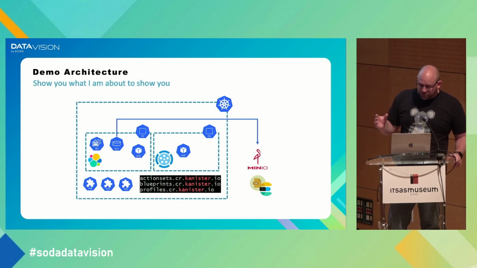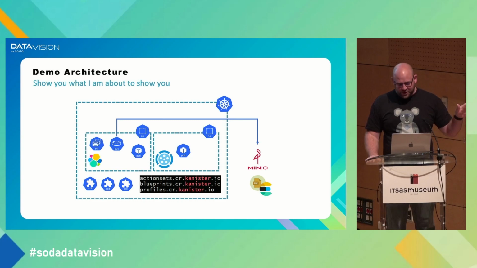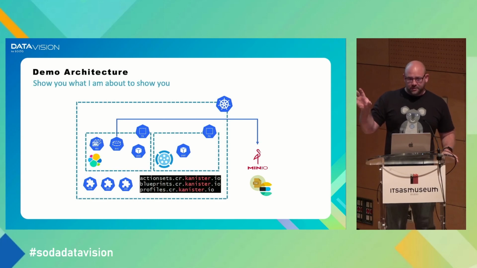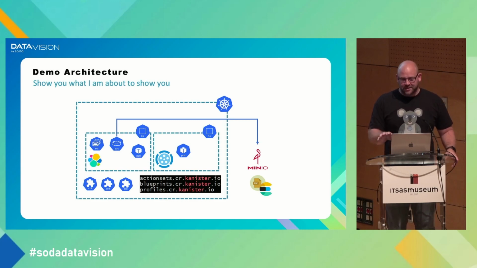From an architecture point of view, you'll see here that I have a very simple demo. I have a namespace with Elasticsearch, and I'll show you that on the demo, and I have my Kanister operator running in the Kanister namespace. I also have, and this is against all best practice, MinIO running on the same Kubernetes cluster. Please do not do that.